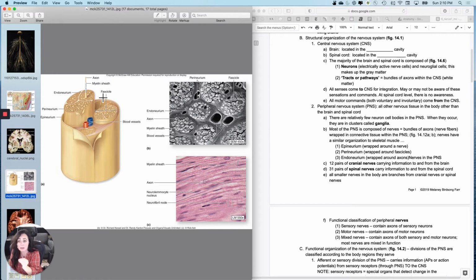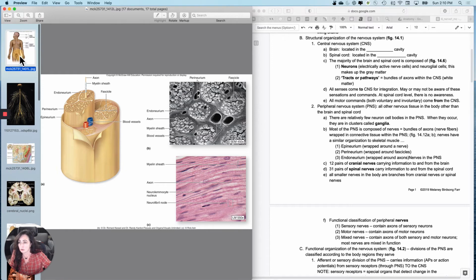Okay, but again, the nerve is really no cell bodies. It's just wiring going to and from the cell bodies that are elsewhere. Okay, so that's epi, peri, and endoneurium. So now let me show you the major nerves in the body.